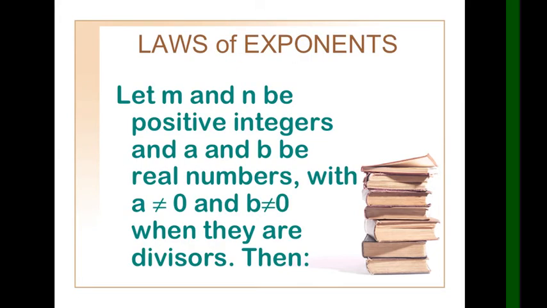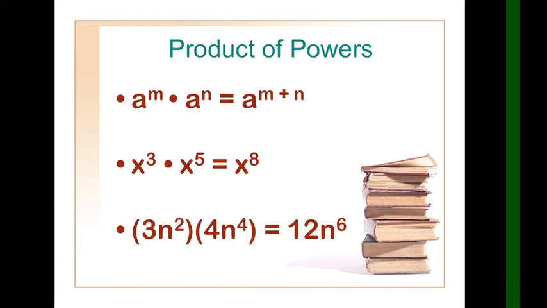Laws of exponents. Let m and n be positive integers and a and b be real numbers with a not equal to 0 and b not equal to 0 when they are divisors. Then a raised to m times a raised to n is equal to a raised to m plus n. So we add exponents when we multiply monomials. x cubed times x raised to 5 is equal to x raised to 8 because 3 plus 5 is 8. 3n squared times 4n raised to 4: 3 times 4 is 12, copy the letter, 2 plus 4 is equal to 6.